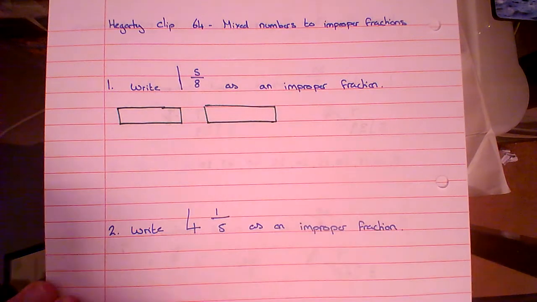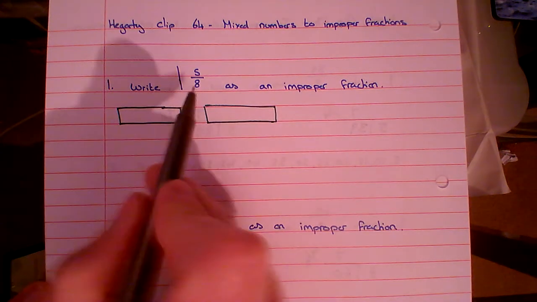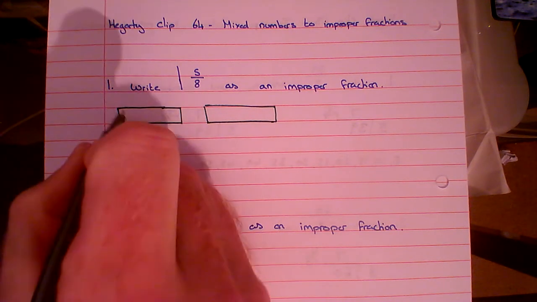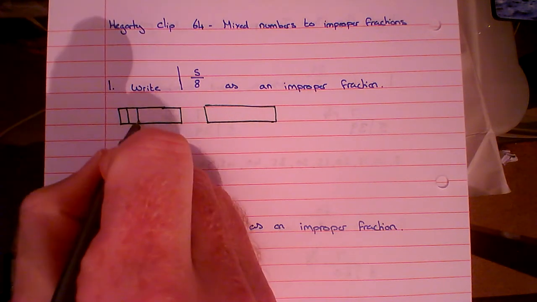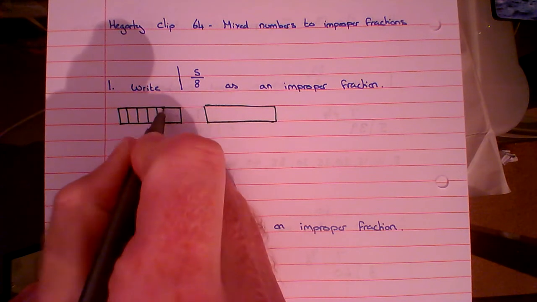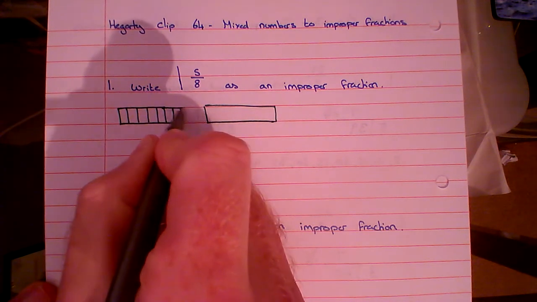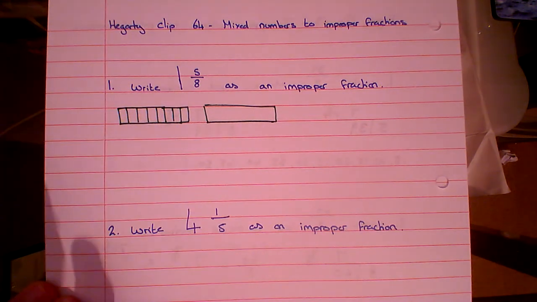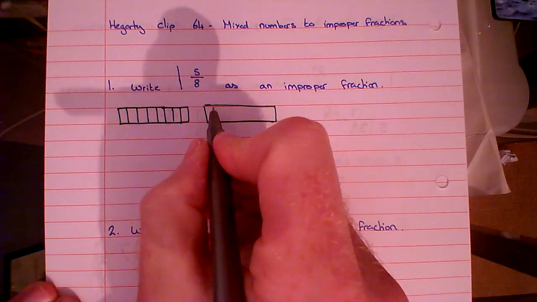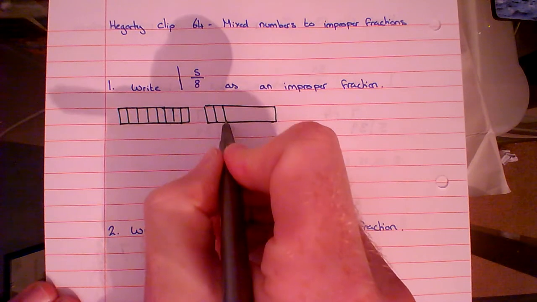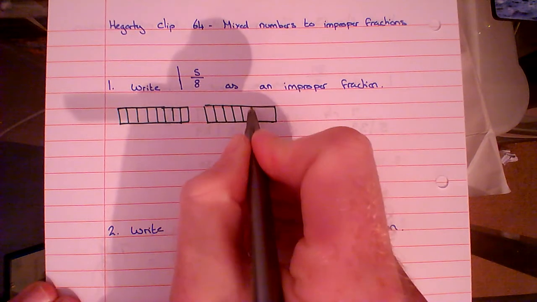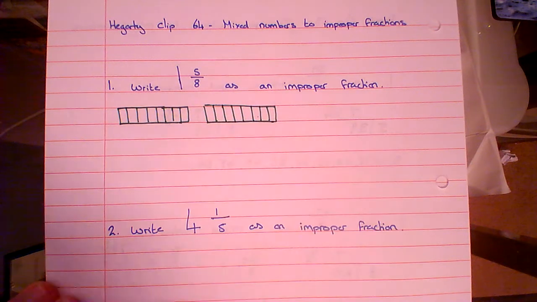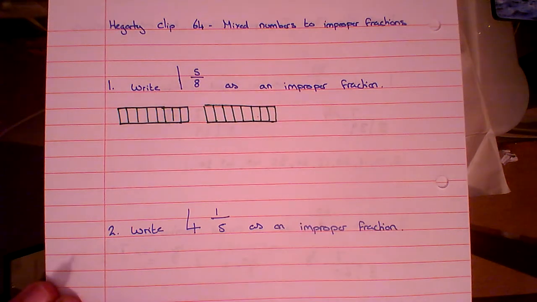Now I'm going to split these up into eight sections, because that's what's at the bottom of my fraction. I'm splitting my shape up into eight sections: 1, 2, 3, 4, 5, 6, 7, and I'll draw another little one on the end there. Each of these we imagine are the same size. I'm going to split the second one up into 8 as well. There we go, so I've got two shapes with 8 sections in.